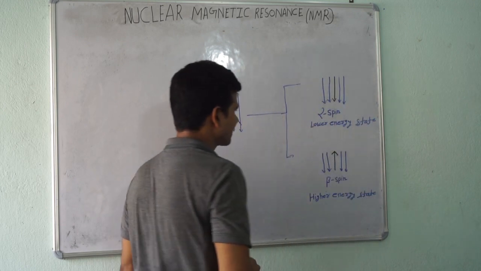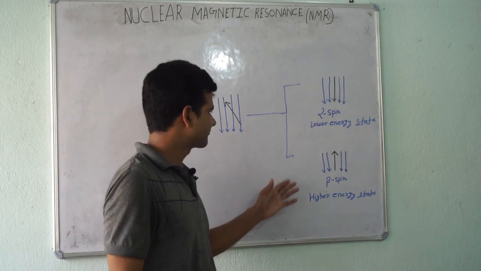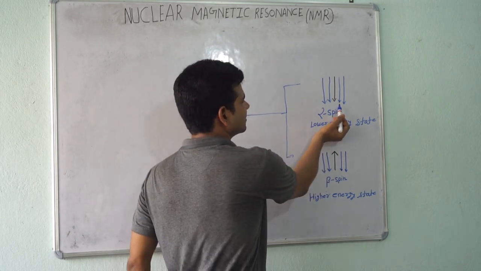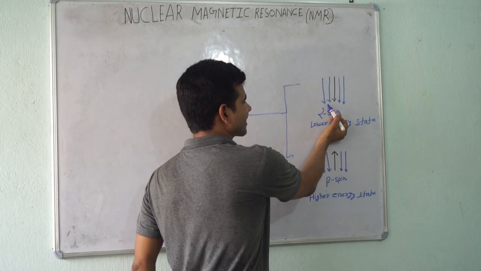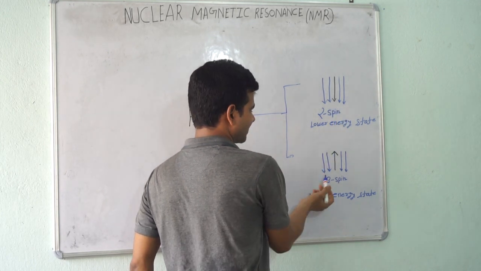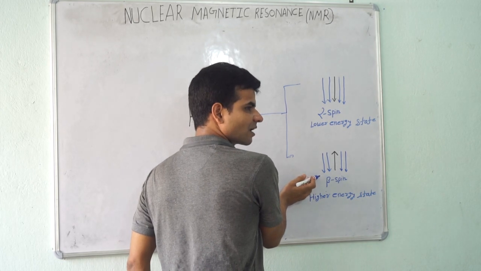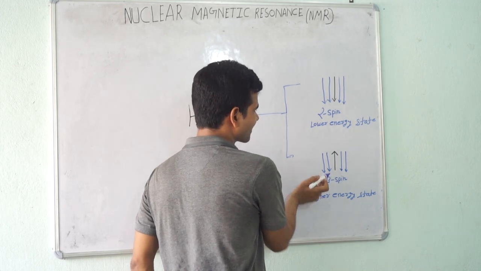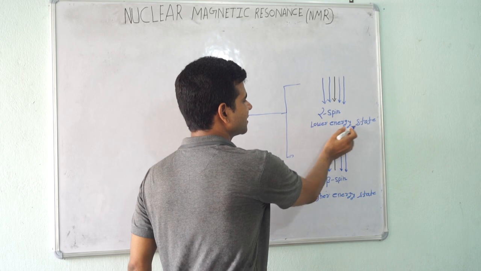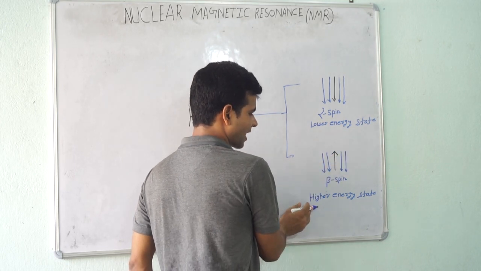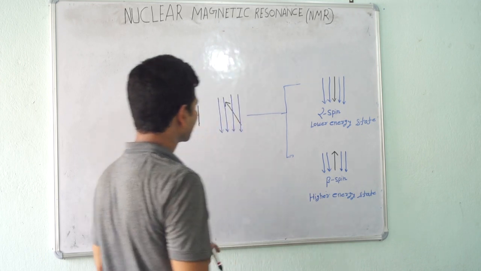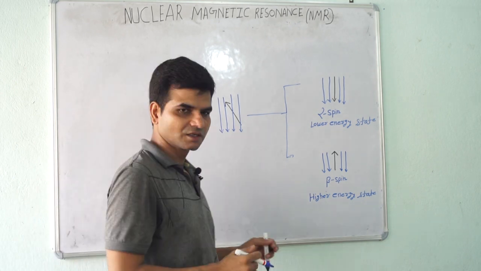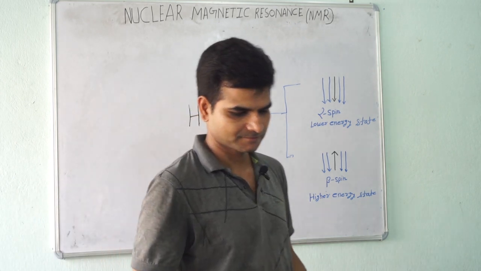Okay, then what are the main differences between alpha spin and beta spin? In alpha spin, the hydrogen atom aligns itself with the direction of the applied magnetic field. But in beta spin, the hydrogen atom aligns itself opposite to the direction of the applied magnetic field. Alpha spin represents the lower energy state, beta spin represents the higher energy state. Okay, it's all about alpha spin and beta spin. Now we will start to discuss all the steps of NMR one by one.